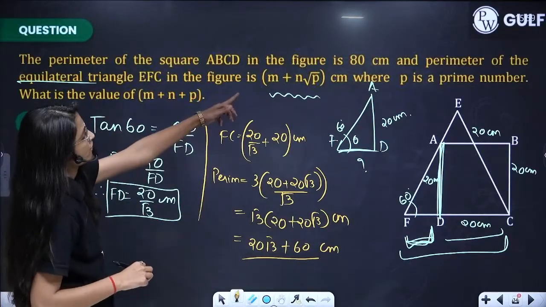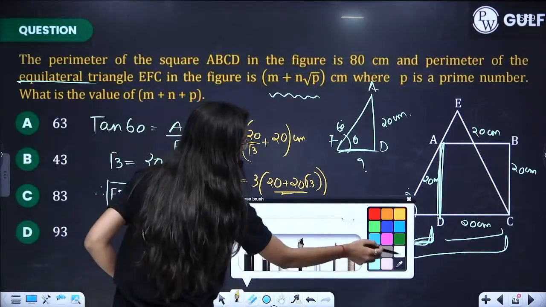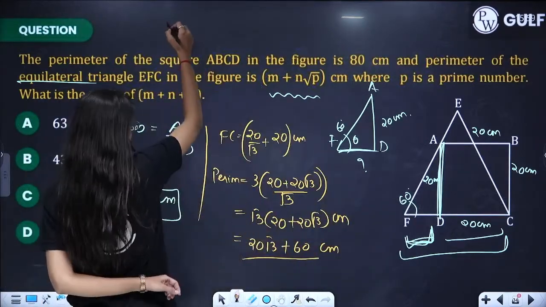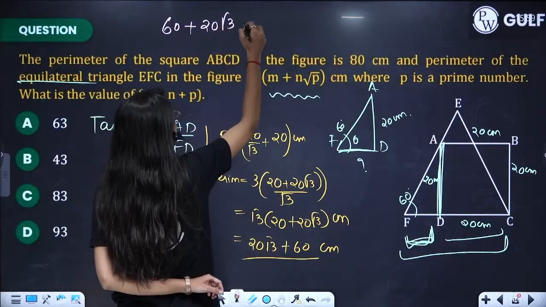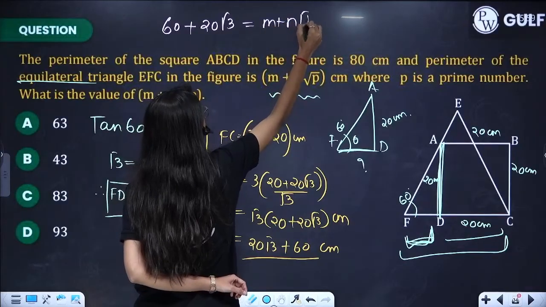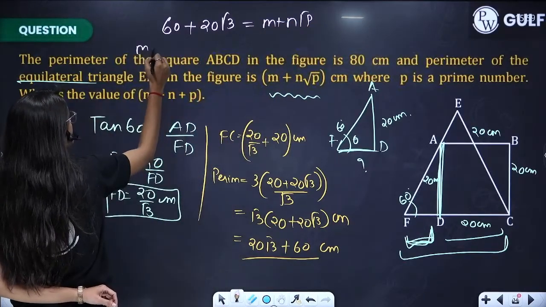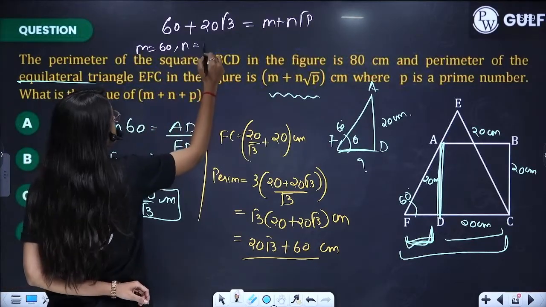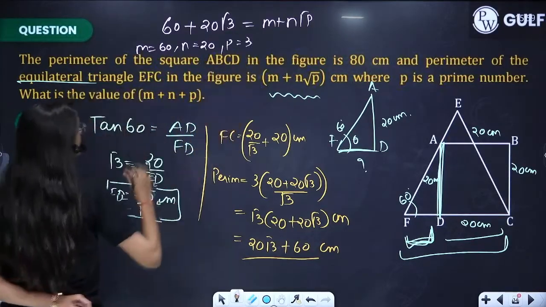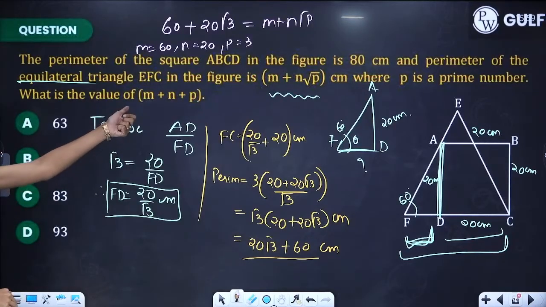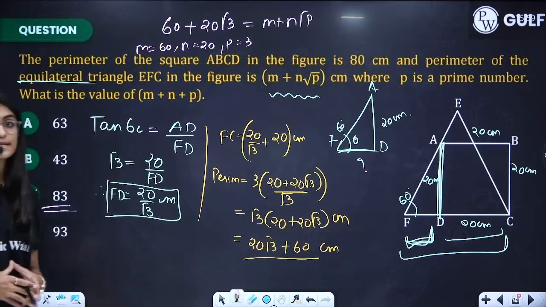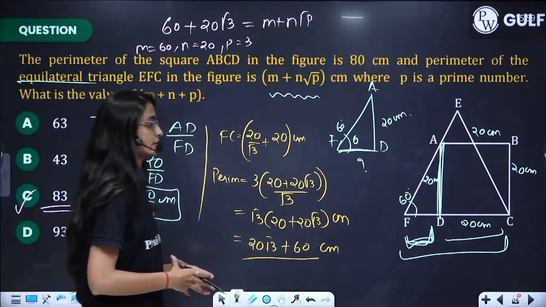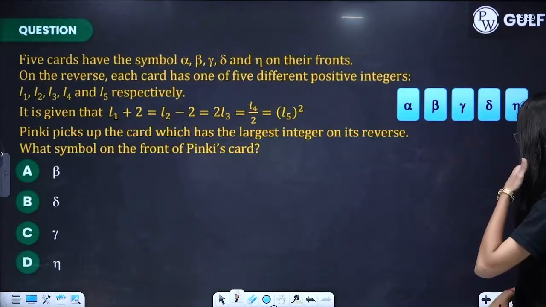Now let us rearrange that in the form of m plus n root p, which will be as follows. 60 plus 20 root 3 is equal to m plus n root p. Finding the values of m, n and p: m is equal to 60, n is equal to 20, p is 3. Addition of it gives me 60 plus 20 plus 3 is equal to 83. So option C satisfies my answer. Alright, I hope this question is understood by each and everyone.